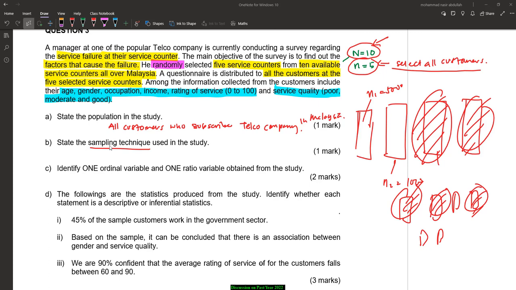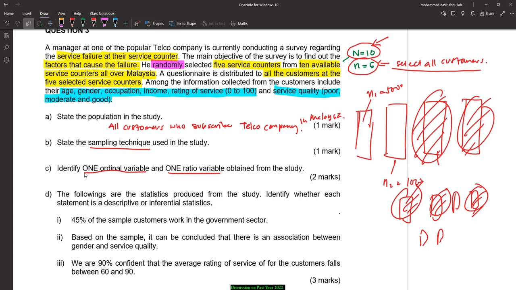So identify one ordinal and one ratio variable. So this is very important. So we know in our types of data, right, we have two types of data, qualitative data and quantitative data. Variable. This is variable, okay? So under these two types of variable, we have 4 levels of measurement. We have nominal, ordinal, interval, and ratio.